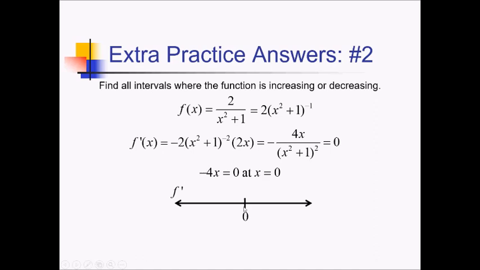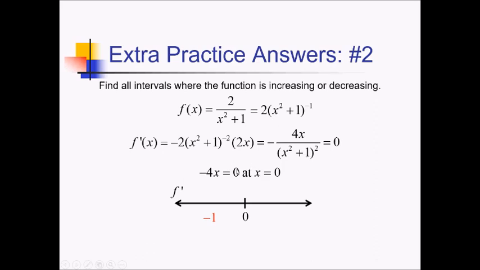Now let me test something in each of these intervals. So to the left of 0, let's try out -1. Now as you're doing your sign analysis, the denominator is always going to come out positive. I mean, you're squaring the inputs, you're adding a number, you're squaring again. There's no way you're getting a negative out of that denominator. So it's really up to the numerator. And don't forget, we have this negative out in front.